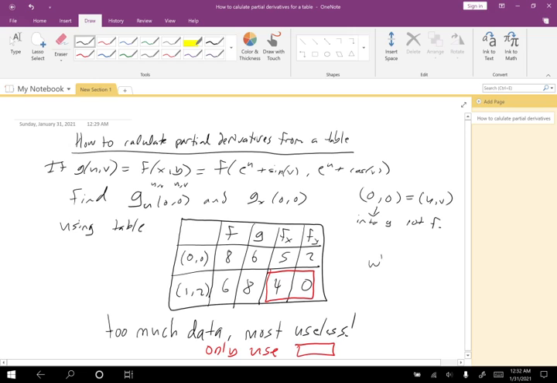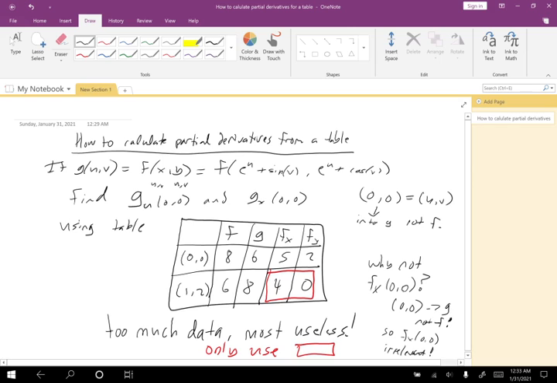So why am I only using these? Why not f_x at 0, 0? Because 0, 0 goes into g, not f. So f_x at 0, 0 is irrelevant. It's just extra data they're trying to use to trick you.